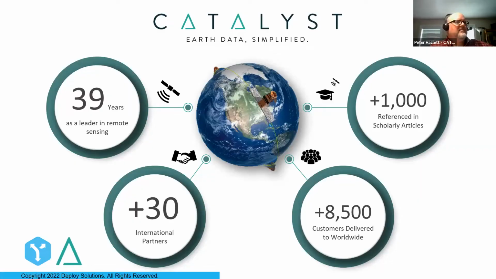So Catalyst is a PCI Geomatics brand, and PCI is a Canadian company. We've been around since 1982. That's 4 decades of working with trusted Earth observation science. We work with over 30 partner companies worldwide to deliver science and technology to many customers in many countries worldwide. Our technology has been well used and reviewed and referenced in over 1,000 scholarly articles.